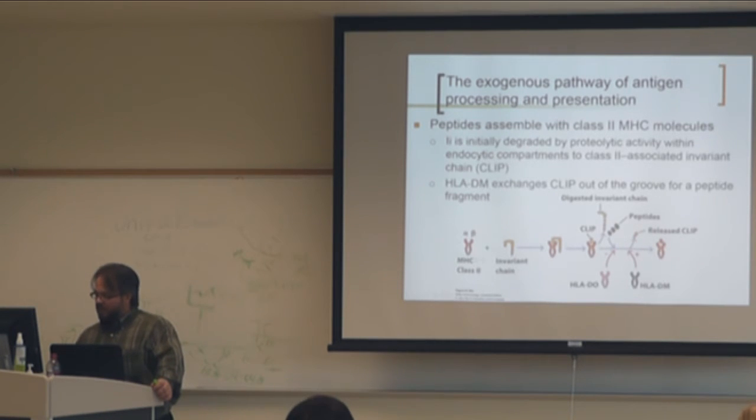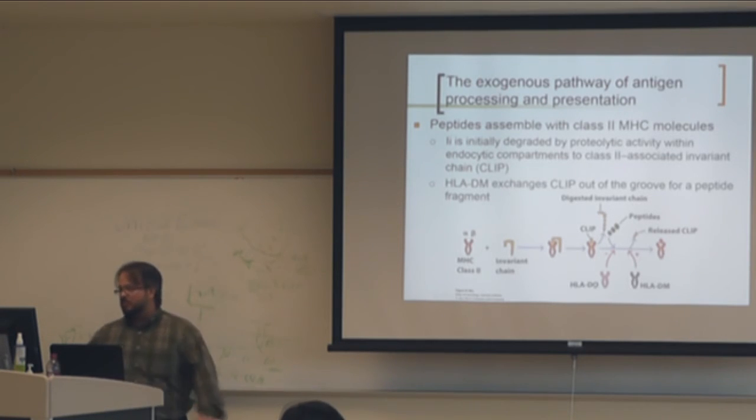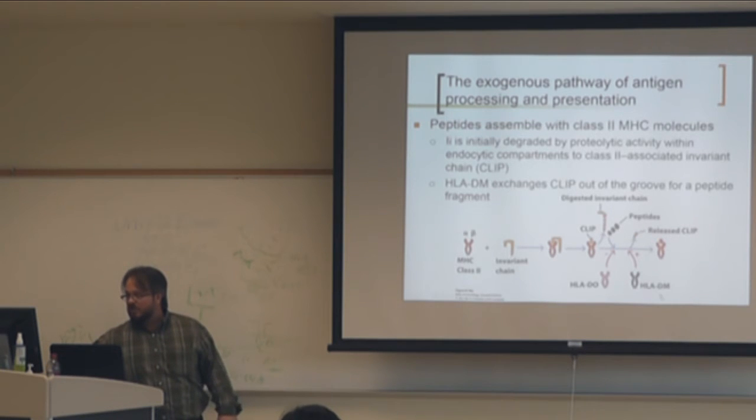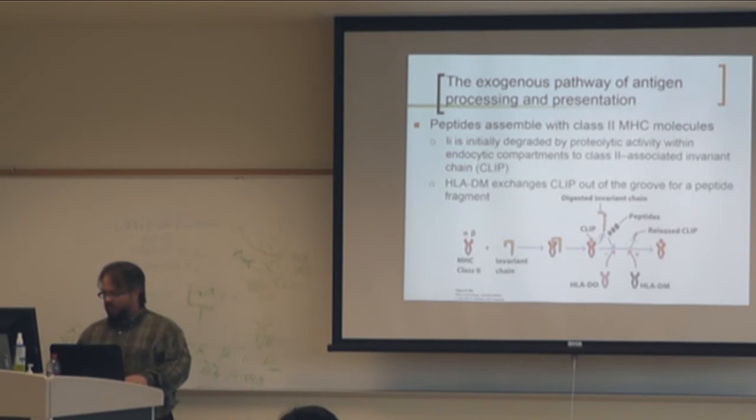So here we have our alpha and our beta. Our invariant chain binds to it and stabilizes that. Now this whole complex will traffic up. Invariant chain gets chewed up. You have this CLIP, the class 2 associated invariant chain peptide. So this little CLIP is still in there. You have peptides in there. The HLA-DM will remove CLIP, DO further edits what peptides are bound, and then you will end up with peptide being bound to class 2. DO, for example, is only expressed in B cells, not dendritic cells. DM is going to be expressed in all antigen-presenting cells, otherwise you wouldn't be able to efficiently remove CLIP.